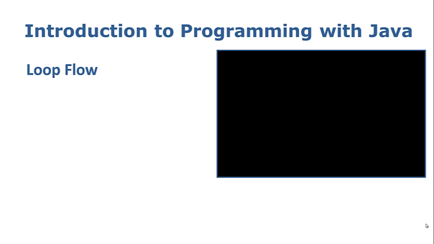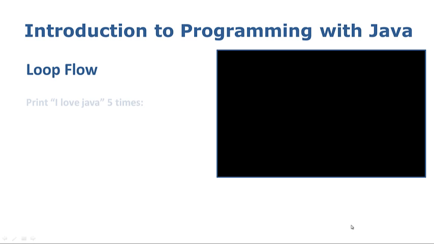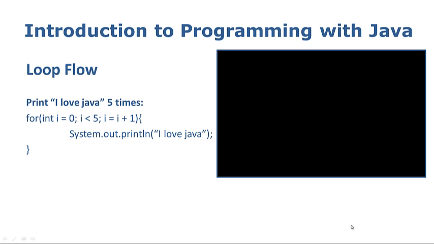Okay, so in order to better understand what's going on here, we're going to take a look at the loop flow. And we'll just look at it in terms of one particular structure. So we'll take a look at the for loop structure. And again, we'll try this printing I love Java, but we'll just do it 5 times for the purpose of this example. So there you have your loop structure for int I equals 0, I less than 5, I equals I plus 1, and then system.out.println I love Java.